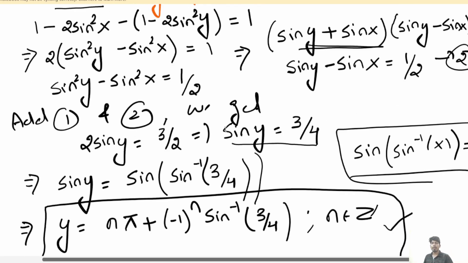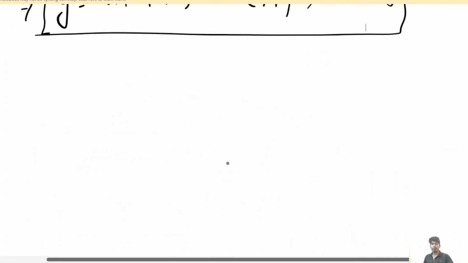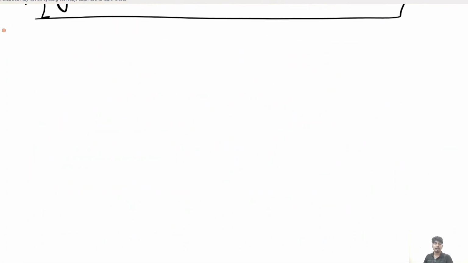We do nothing else here. We only apply the half multiple angle formula: cos 2x is 1 minus 2 sin square x, and cos 2y similarly is 1 minus 2 sin square y. Okay, students, then we do next. First is recall.